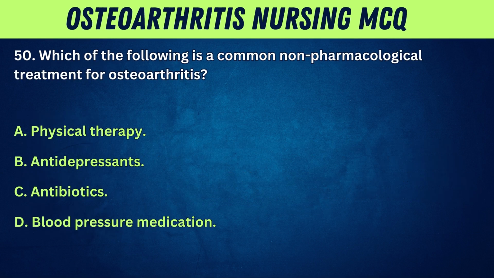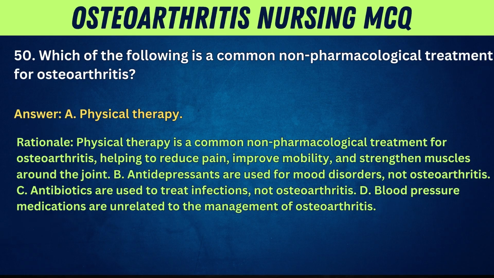50. Which of the following is a common non-pharmacological treatment for osteoarthritis? A. Physical therapy. B. Antidepressants. C. Antibiotics. D. Blood pressure medication. Answer: A. Physical therapy. Rationale: physical therapy is a common non-pharmacological treatment for osteoarthritis, helping to reduce pain, improve mobility, and strengthen muscles around the joint.